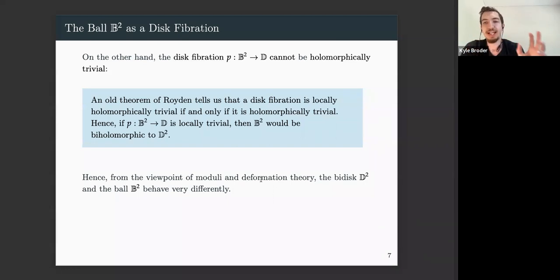But with the ball, it has to be non-trivial. There's no local triviality you can impose.